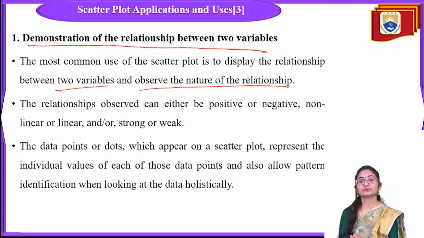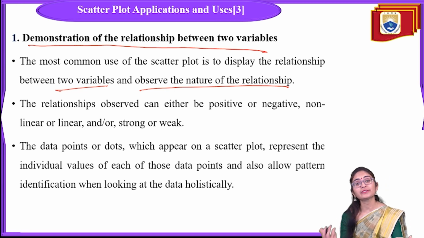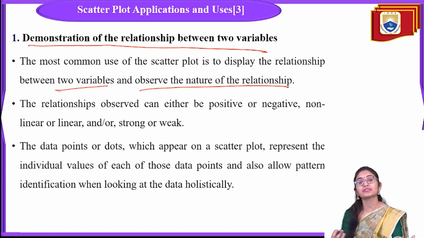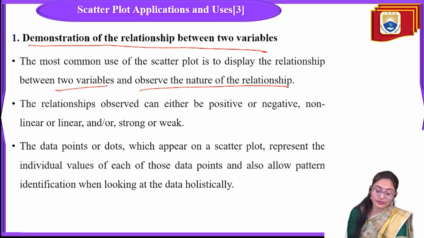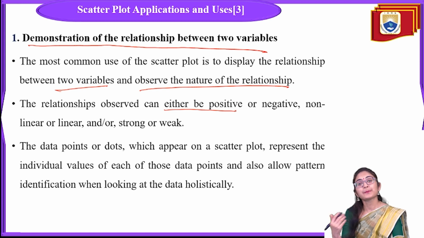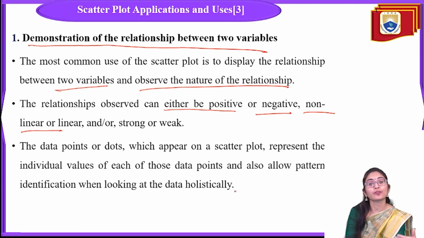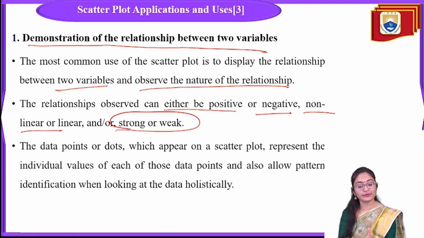The scatter plot is mostly used for displaying the relationship between two variables, and it lets you observe the nature of the relationship. That means what kind of relationship exists between the two variables, and the observed relationship can be either positive or negative. Sometimes it can be linear or non-linear, and sometimes the relation can be strong or weak also.